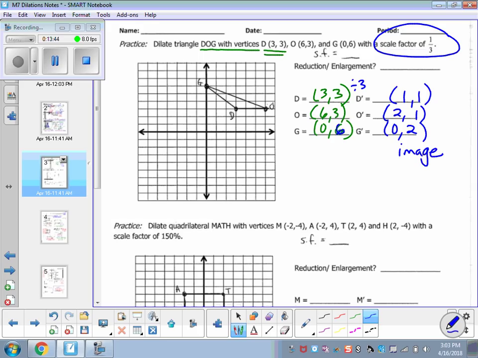We're going to move over 1, up 1. Over 2, up 1. And 0, 2. And that was G prime, D prime, O prime. Whoops, messed that one up again. Sorry about that. So 1, 1 is right here. 2, 1 is right here. And 0, 2 is here. Here we go.